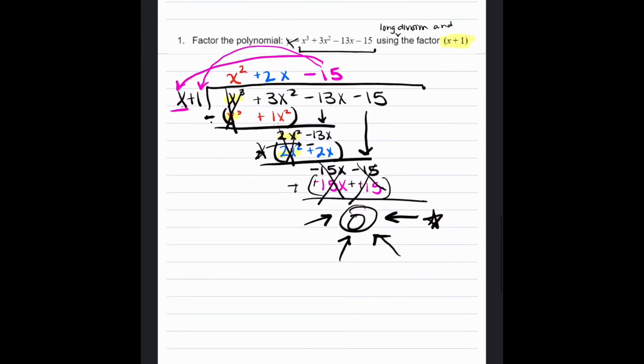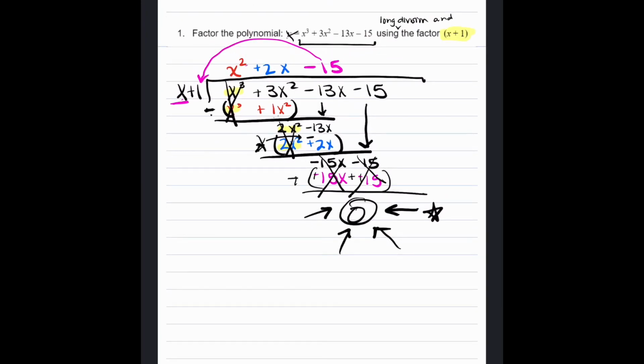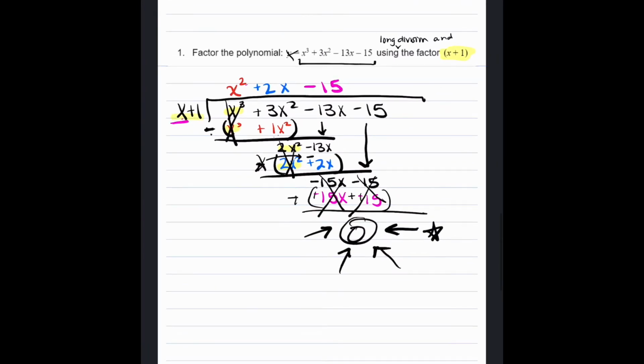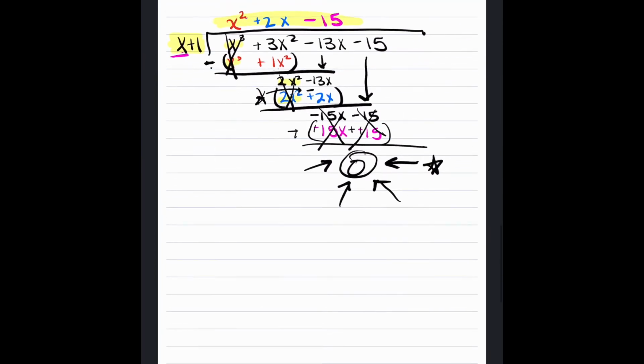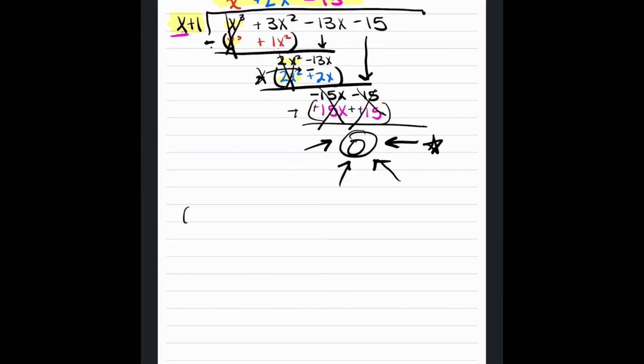Then what we're going to do, let me clean this up a little bit. We're actually going to take each of these, so the outside x plus 1, and then this entire thing we just factored, and we're going to put those as our factors of the polynomial. So we have x plus 1, x squared plus 2x minus 15. We started with this original polynomial up here, x to the third plus 3x squared minus 13x minus 15.